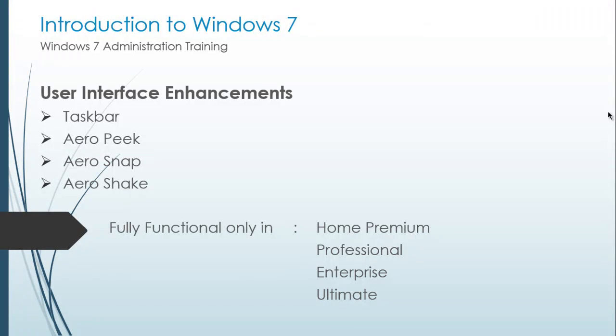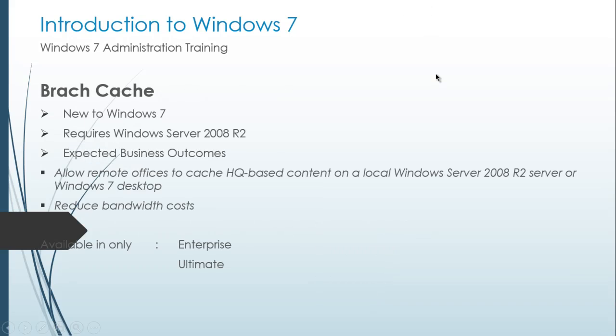As you can see, these features are only available in Home Premium, Professional, Enterprise and Ultimate editions of Windows 7, because Windows Starter and Windows Home Basic do not have the capability of providing you Aero Peek, Aero Snap and Aero Shake, but they have the taskbar facility, the new improved taskbar interface. So let's move on ahead.